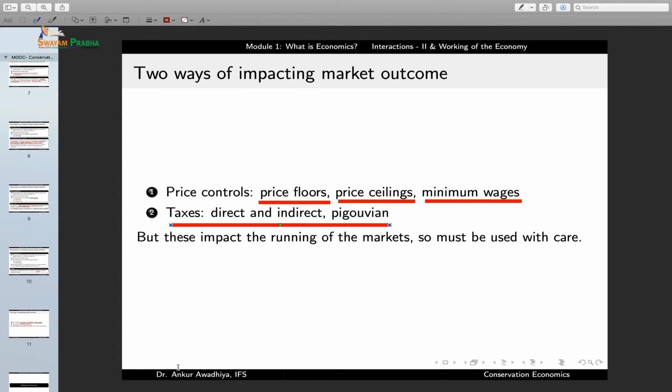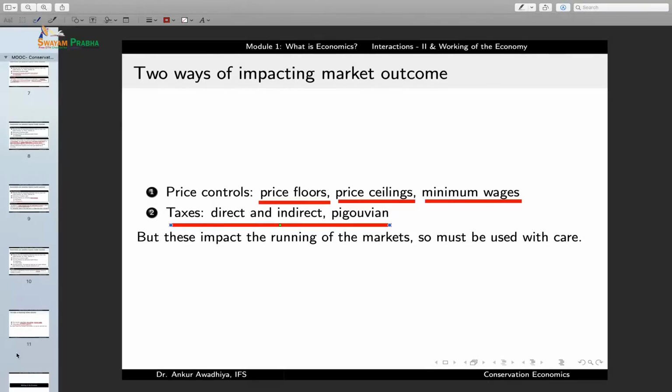Now, because the government is impacting the market outcome through these interventions, and we have seen before that markets are generally a good way of organizing the economic activity, these interventions have to be used with an abundant amount of caution. And we'll see how the government or the society may make use of these interventions for conservation purposes.